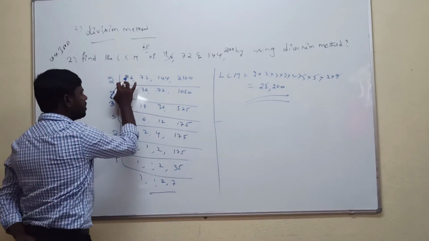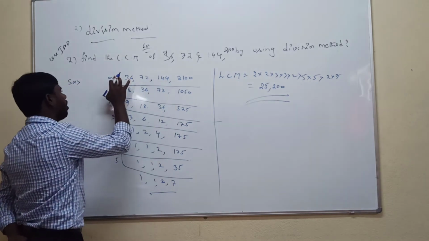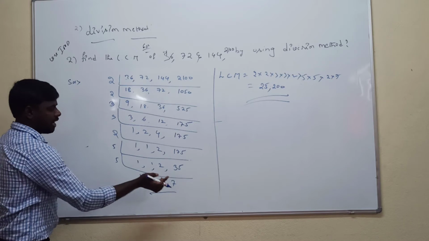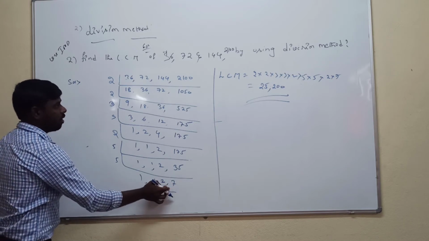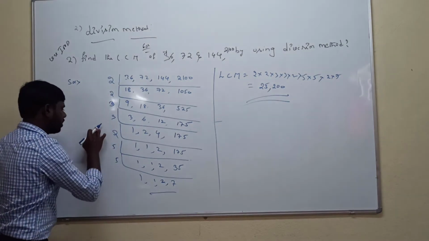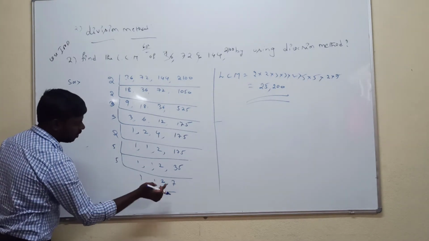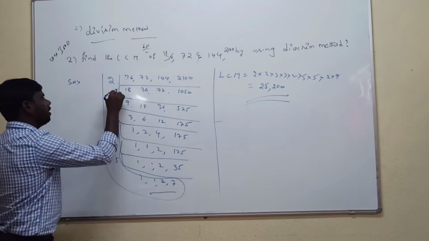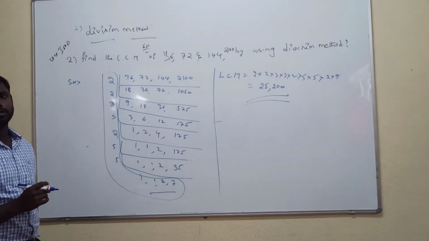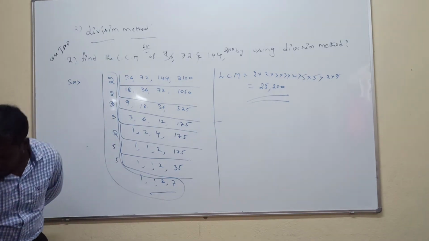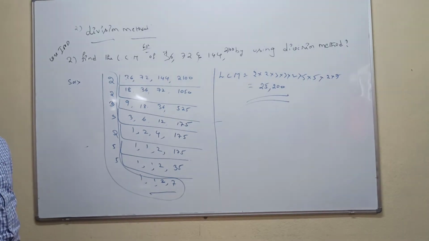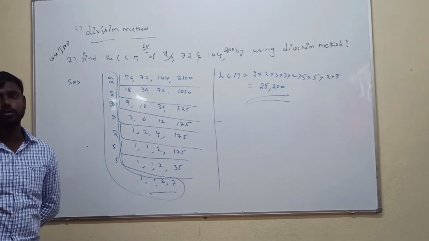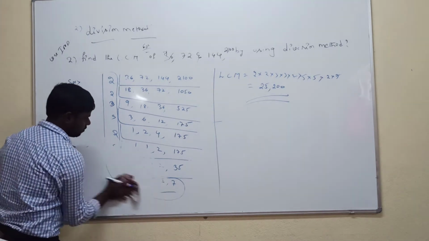Everyone understood? What is the condition for the division method? Divide the given numbers by the common prime number. Until the remainder is 1 or a prime number, we stop the division. After that, LCM is equal to the product of the divisors and the remaining remainder values. So product all the values, then we get the LCM value. So everyone understood? Is it clear? That is the process of solving LCM by using the prime factor method and division method. Everyone understood? The next question.